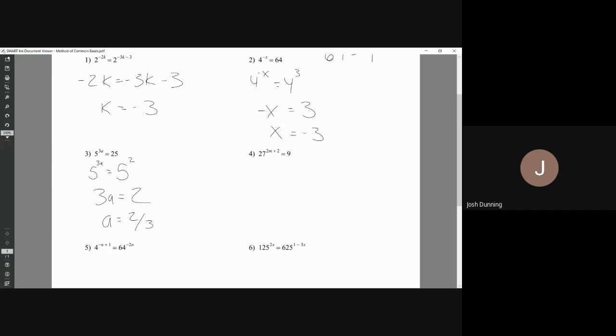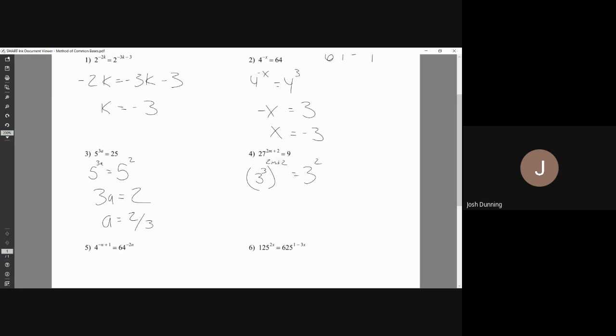Now, the next one is where we got to be careful. 9 to the first is 9. 9 squared, 9 times 9 is 81. So I can't drop the 27 down to a base of 9. However, I can drop them both down to a base of 3. 3 squared is 9. 3 cubed is 27.